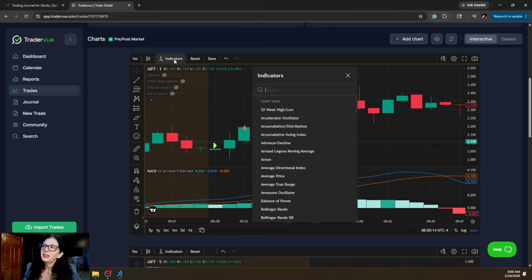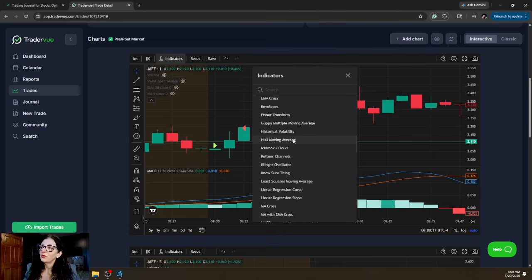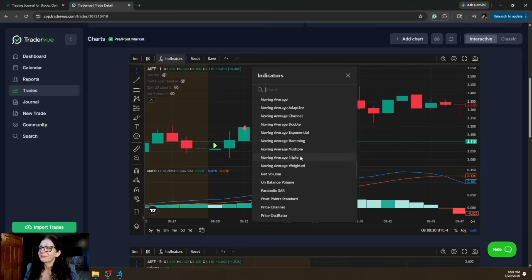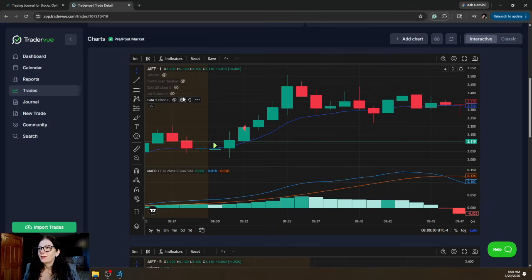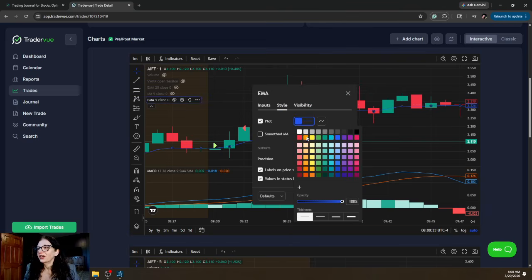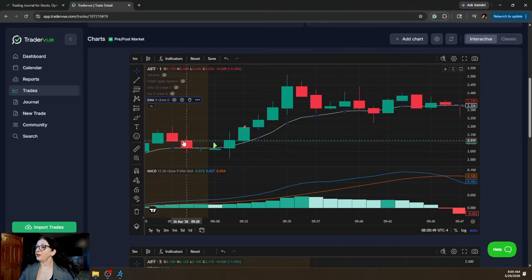So I'm going to click on indicators. Okay, I'm going to scroll down to moving average, and you'll see there are like 8 different kinds of moving average. The one we're looking for here is the moving average exponential. So I'm going to click on that. And then I'm going to click into settings and change the color, because I love making my 9 EMA light blue, but you can make it any color you want. You want to make it a color that is going to stand out to you, okay? That's really important. And all right, now you can see that it's showing up here on the chart.